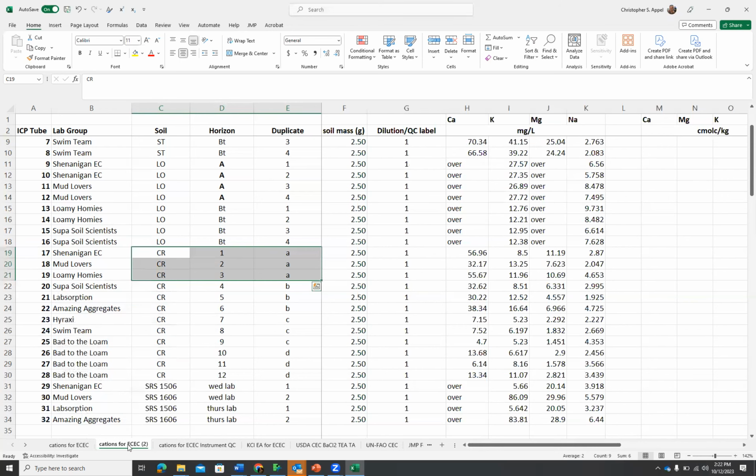Okay, and then it's going to come up with a number 2. And I'm going to double click on that and change the name. And I'm going to call this percent RSD calc.